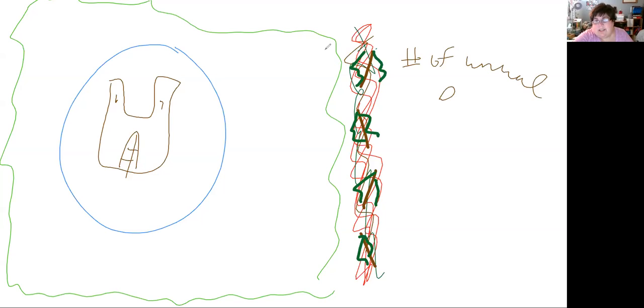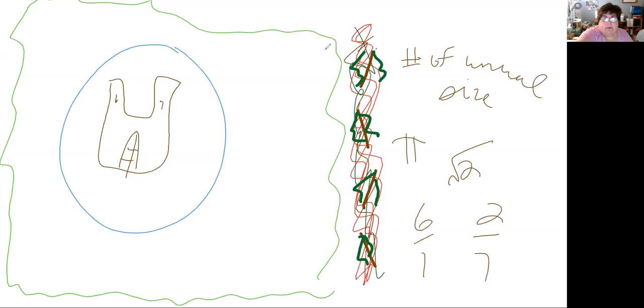Unusual size, and that's where you're going to find stuff like pi, radical 2, 6/7, 2/7. I don't know if 6/7 is actually an apt thing, but all of these numbers here represent numbers that fit the criteria of irrational numbers. Okay, so this is the irrational outland over here. Irrational outland on this side.